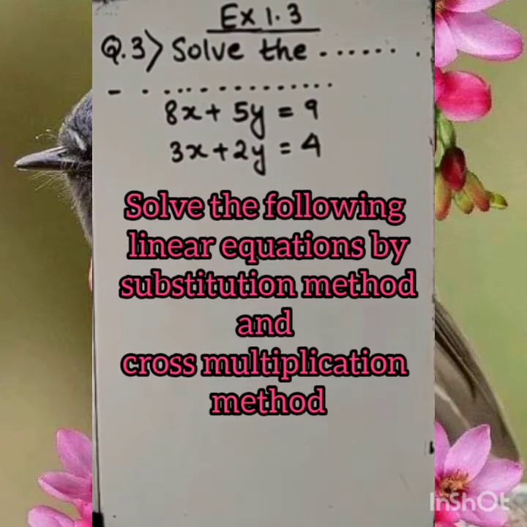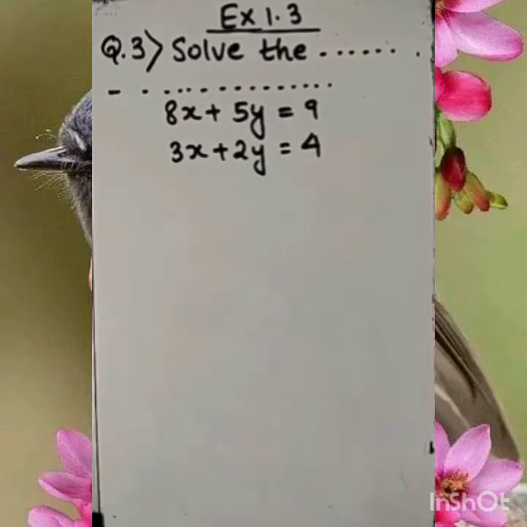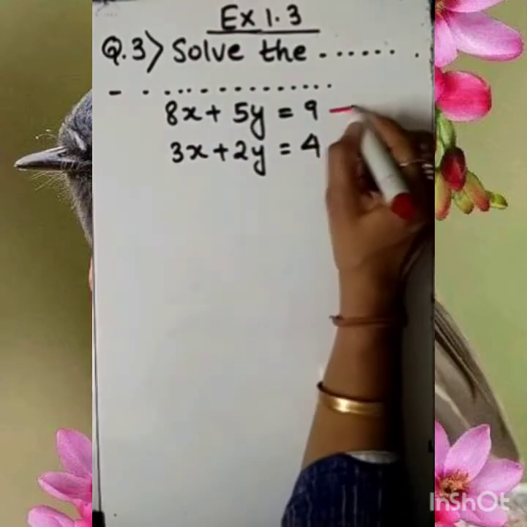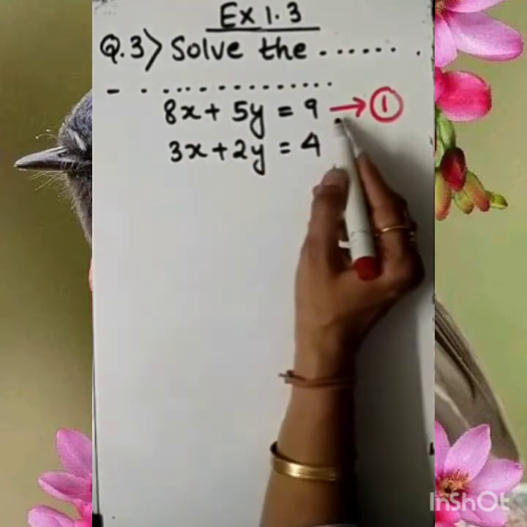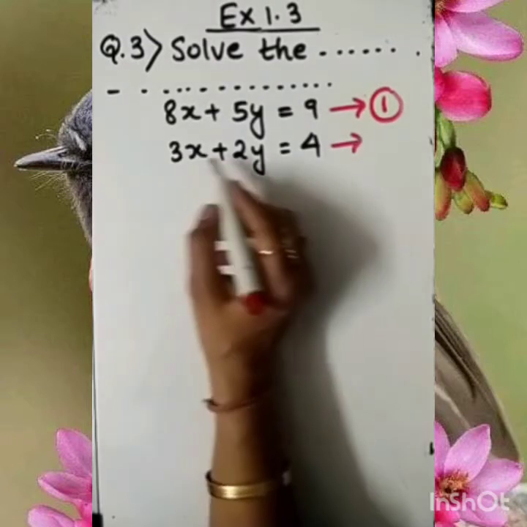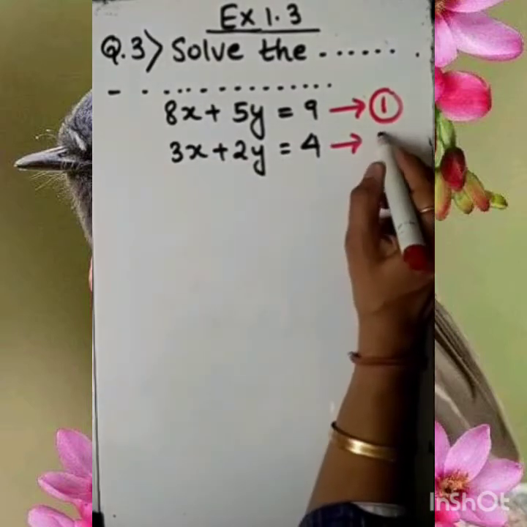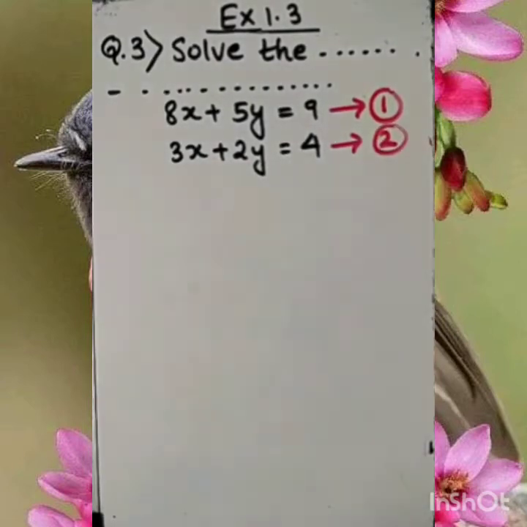Question number 3. We are given: solve the following pair of linear equations by the substitution and cross multiplication methods. Okay, so here two equations are in front of us. Let me call this the first equation. The first equation is 8x plus 5y equal to 9. The second equation is 3x plus 2y equal to 4. This is the second equation.